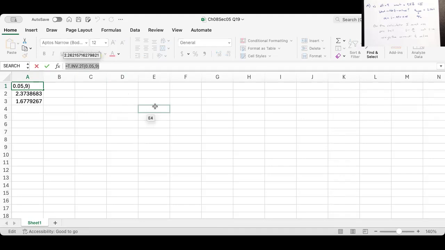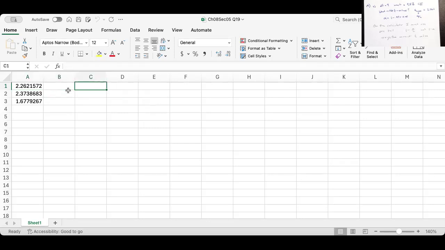T.inv, but then it says 2 tail, T.INV.2T. If I say 2T, then I can give it the 95: 95 in the middle, 5% on the outside. So I can give it the 0.05. That's the outsides. The 2 tails should be 5%. And 9 for the degrees of freedom, and it spits out the right answer.